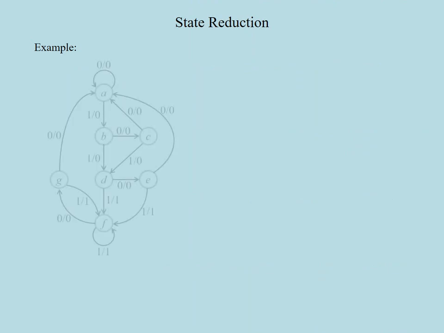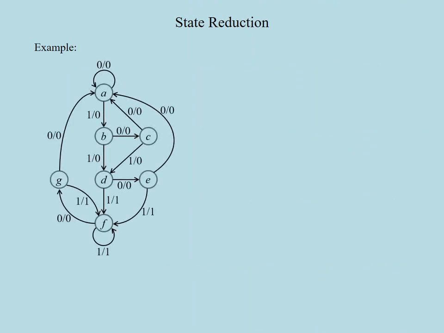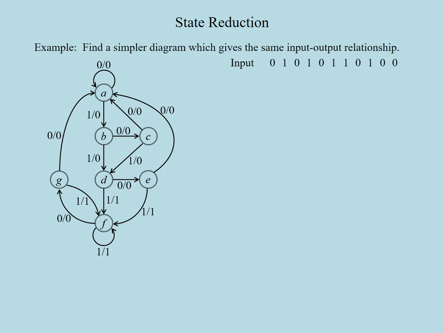First, start with state reduction. Here is an example state diagram. By using state reduction, we would like to find a simpler diagram which can generate the same input-output relationship as in the state diagram. To clarify what we mean by input-output relationship, let us consider an input sequence that could be applied to this circuit. This sequence of inputs will cause a series of state transitions, and it will generate an output sequence, both of which can be followed by inspecting the state diagram.